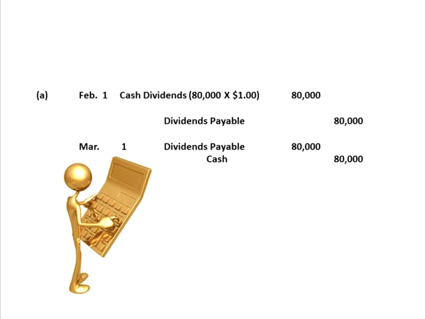All right, so let's look at the first transaction. February 1st, the corporation declared a $1 cash dividend per share to stockholders of record on February 15th, payable March 1st. We had already determined that the amount was $80,000, so we would debit cash dividends for $80,000 and credit dividends payable of $80,000. On the date of declaration, the corporation incurs the legal liability to pay those dividends. On March 1st, they actually pay the dividend. So then we would debit dividends payable and credit cash for $80,000.